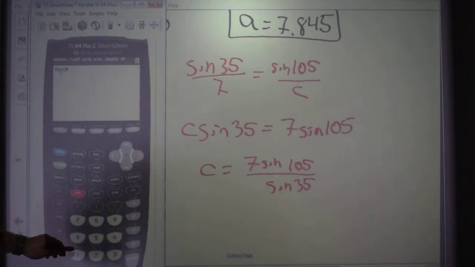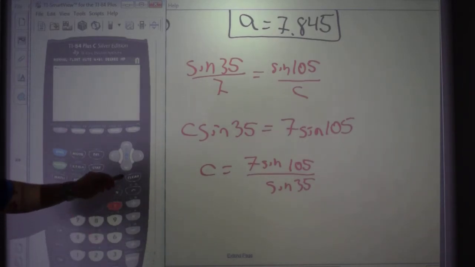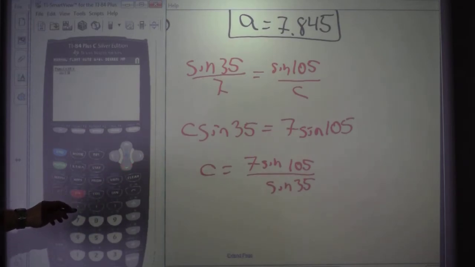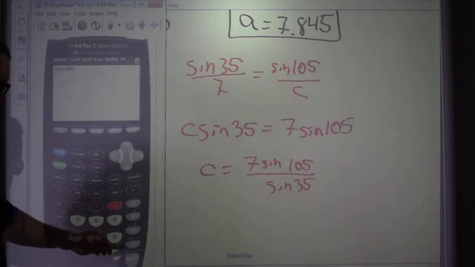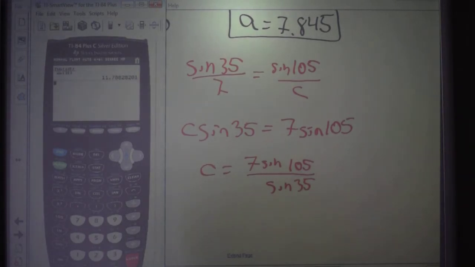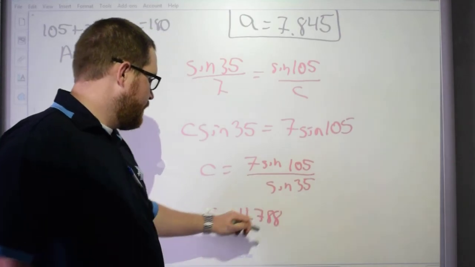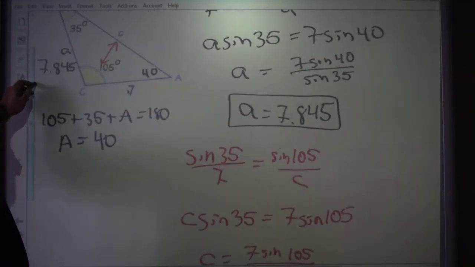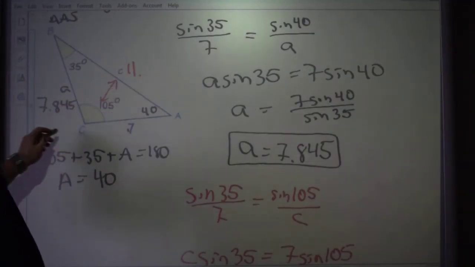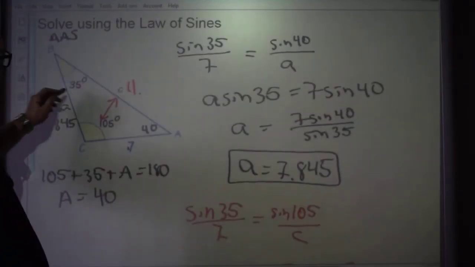Seven sine 105 over sine 35, and it gives me 11.788, which is good. I wanted this side to be the biggest. What was it? 788, 788.